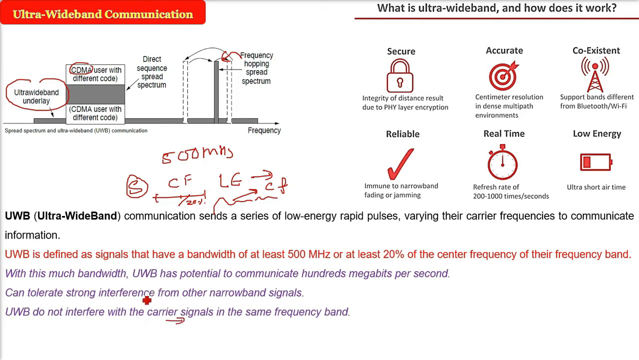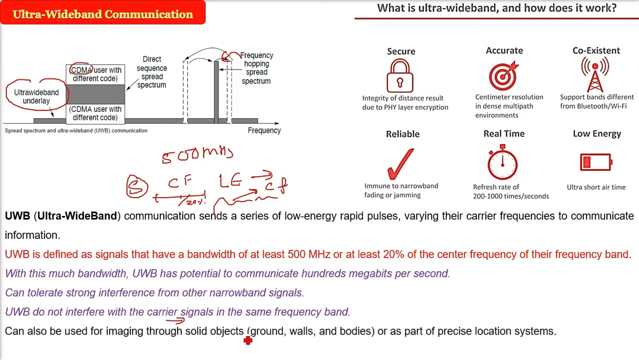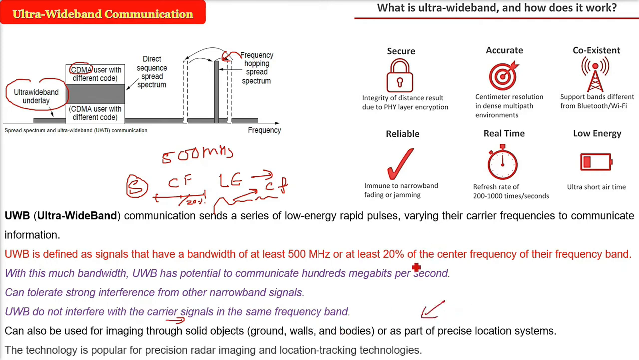And this can also be used in imaging through solid objects. Why? Because it passes through ground, walls and bodies, and also it can be used as a part of a precise location system. Because it is going through solid objects, it is used for imaging, precision radar imaging and precise location systems, so location tracking technologies.